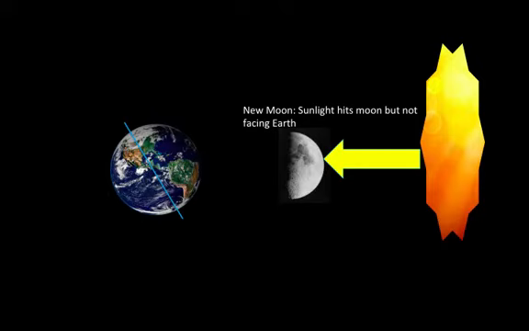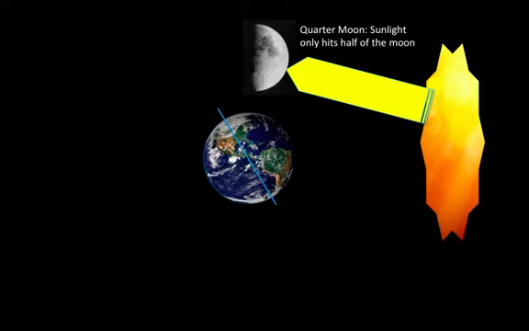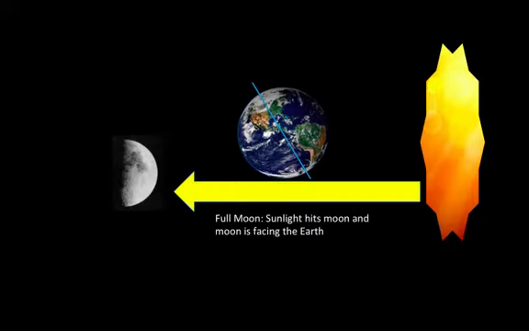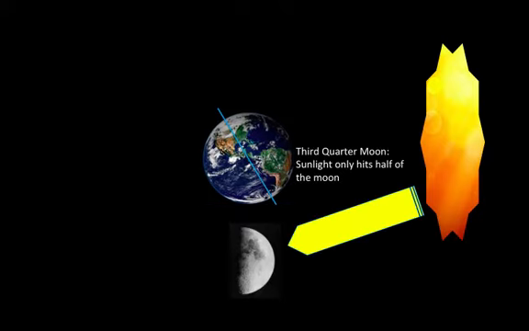In quarter moon, the sunlight hits the Moon, and we are able to see a quarter of the Moon since half of the moon is visible to us. In full moon, the sun rays hit the moon, and since the moon is facing the earth, we can see a full moon. In the third quarter moon, the sunlight hits the moon, and we are able to see a quarter of the moon because half of the quarter of the moon is visible to us.